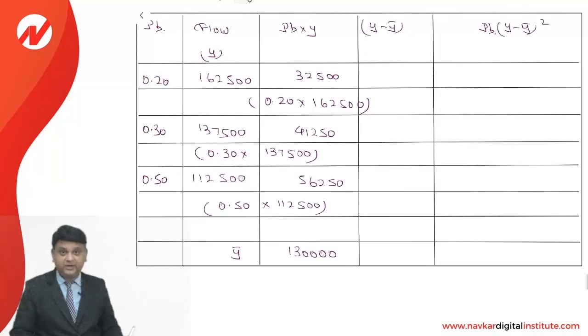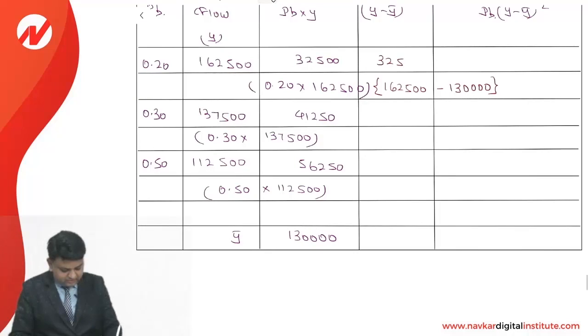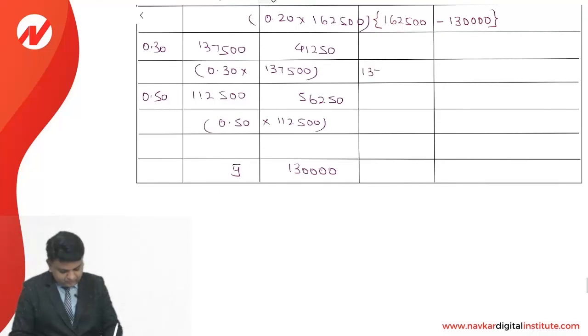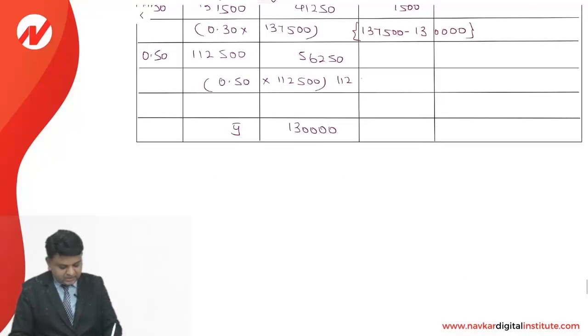Okay. Now Y minus Y bar. So 162,500 minus 130,000. That is 32,500. 137,500 minus 130,000, that is 7,500 positive. Then 112,500 minus 130,000. So it is 17,500 negative.